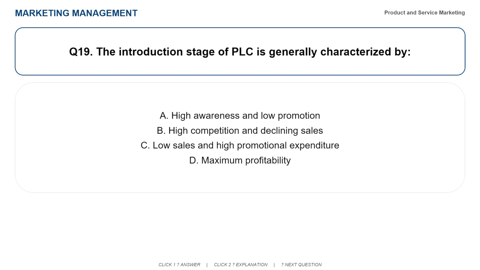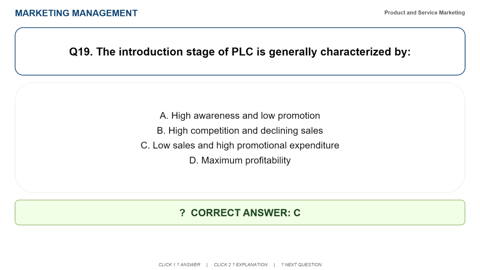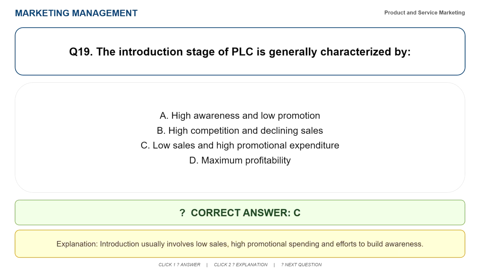Question 19. The introduction stage of PLC is generally characterized by: Option A, high awareness and low promotion. Option B, high competition and declining sales. Option C, low sales and high promotional expenditure. Option D, maximum profitability. The correct answer is C. Explanation. Introduction usually involves low sales, high promotional spending and efforts to build awareness.